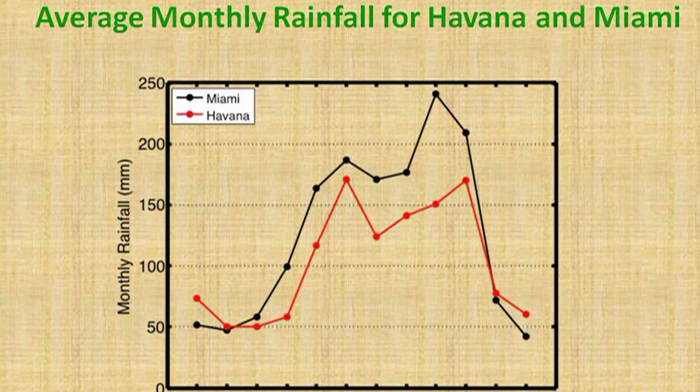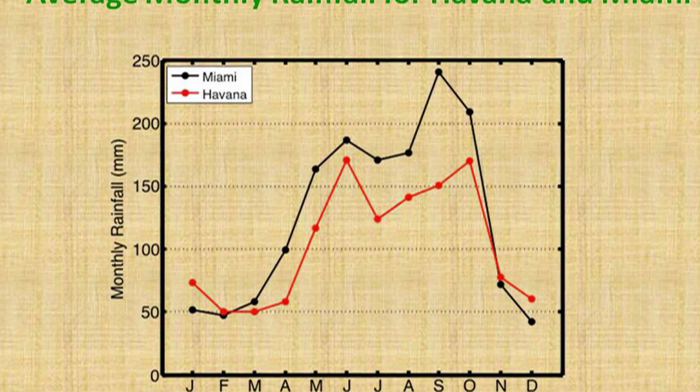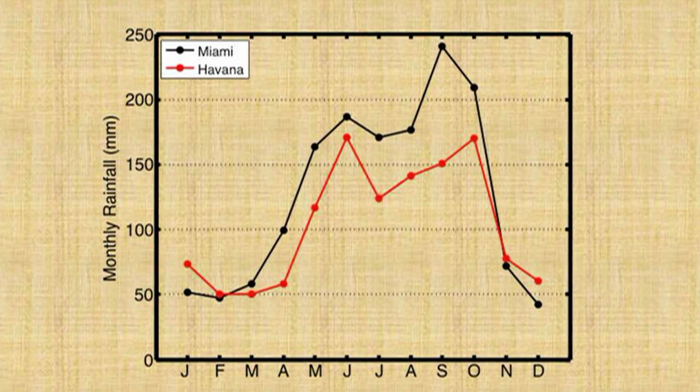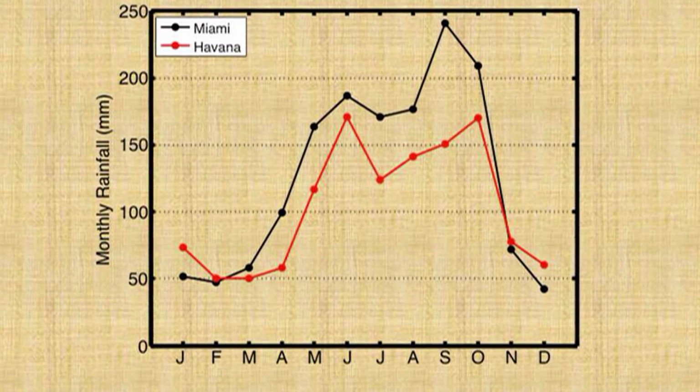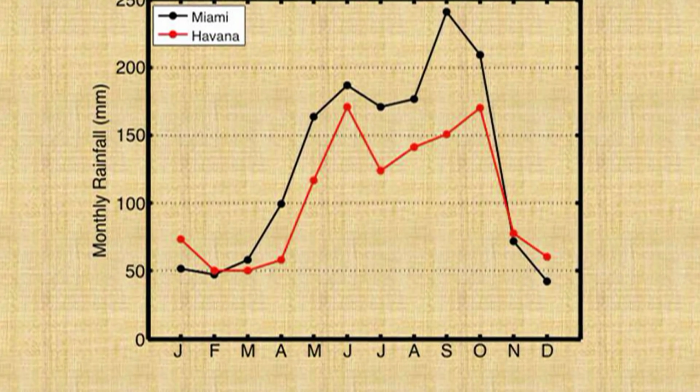More importantly, here we have the average monthly rainfall comparison of Miami and Havana. And note the bimodal trend, which is very unique to the two cities.